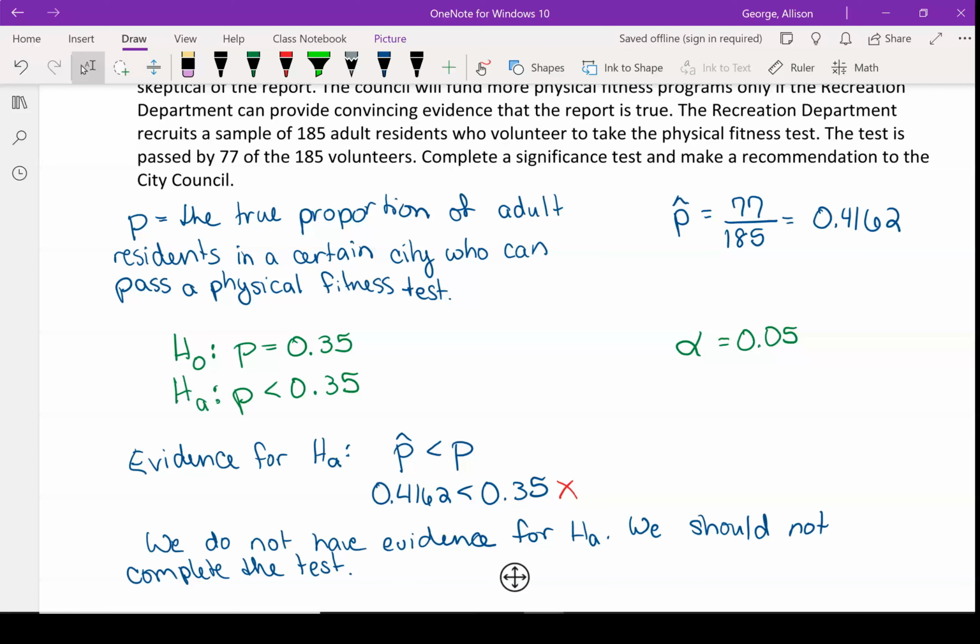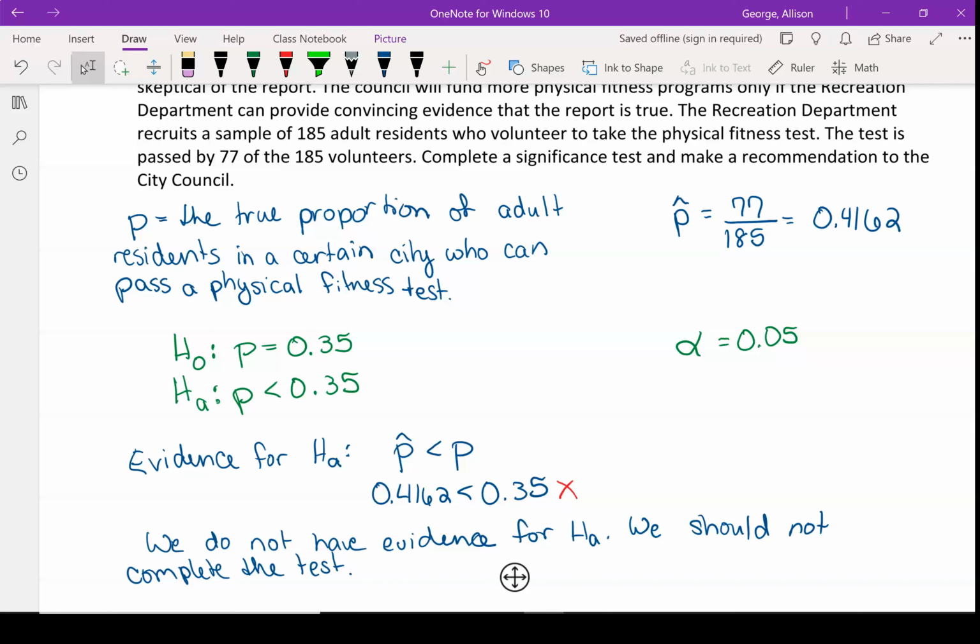So where we could go with this is I could ask you, what was wrong? If you go back up in that paragraph and put on our experimental design hat for a second, they said they recruited a sample of 185 adult residents who volunteer. Odds are you are more likely to volunteer to take a physical fitness test if you enjoy physical activities in some way. You're not going to volunteer if you aren't interested in that in any way, shape, or form. So they probably had a biased sample. They had more than what they were looking for.